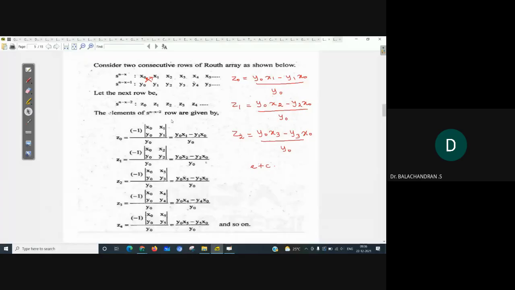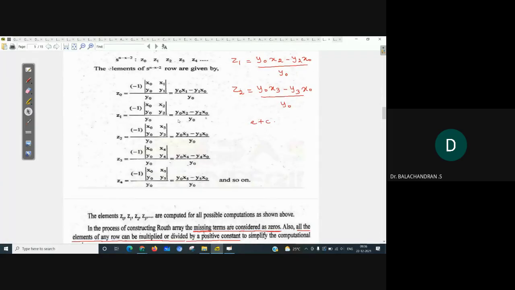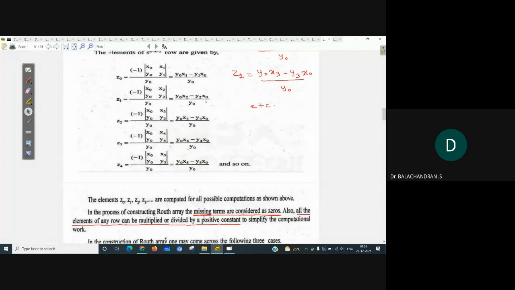Suppose if the x cube term or the x square term is missing, then it should be considered as 0. Also, all the elements of any row can be multiplied or divided by a positive constant to simplify the computational work. So this is also a point you should note down.